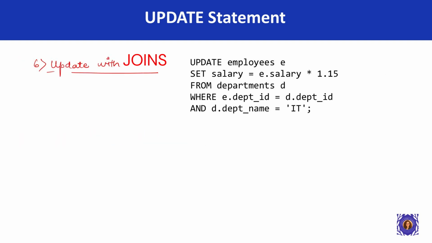Updating with a join allows you to modify data in one table based on related information in another. Consider giving a bonus to employees in a specific department. You would update the employees table, set their salary by a certain percentage, and join it with the departments table on their respective department IDs, then filter for a specific dept_name like IT.